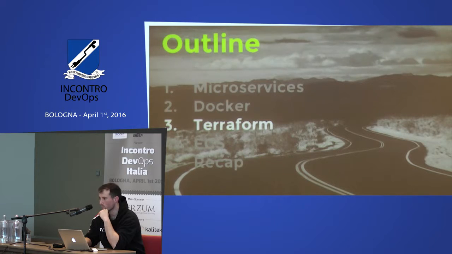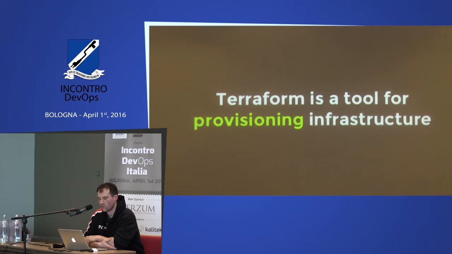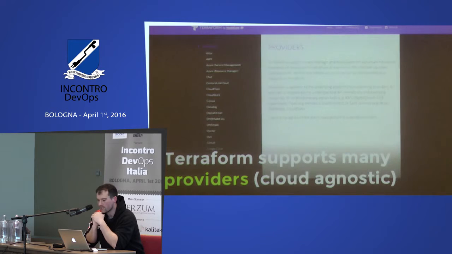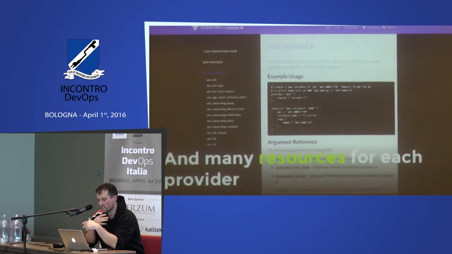All right, Terraform, which it sounds like most of you have not used, so let's chat a little bit about that. Terraform is a tool for provisioning infrastructure. What that means is you define what are called Terraform templates, you write code, and you describe declaratively the infrastructure you want. Terraform is going to go out and figure out how to create that infrastructure for you efficiently. It supports many different providers, so it's cloud agnostic: it works with AWS and Azure and Google Cloud and DigitalOcean, and a bunch of others. For each of those providers, it supports a bunch of resources. So for AWS, you can create EC2 instances and load balancers and VPCs and all sorts of other things. And you do that in a template.